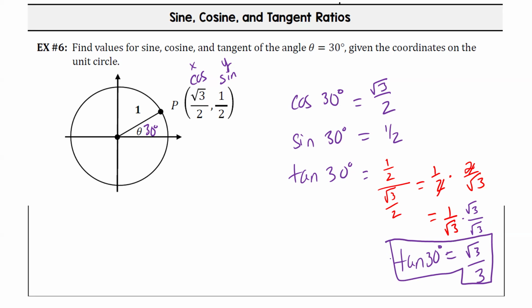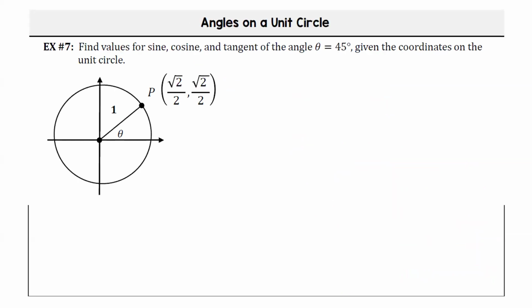Okay. Remember how we talked about reference angles? This is going to become very important with reference angles. That's why it's important for us to be able to find and calculate our reference angles. All right. Now let's look here. We have theta equals 45 degrees. So our theta is 45 degrees. So if our theta is 45 degrees, what does that look like?